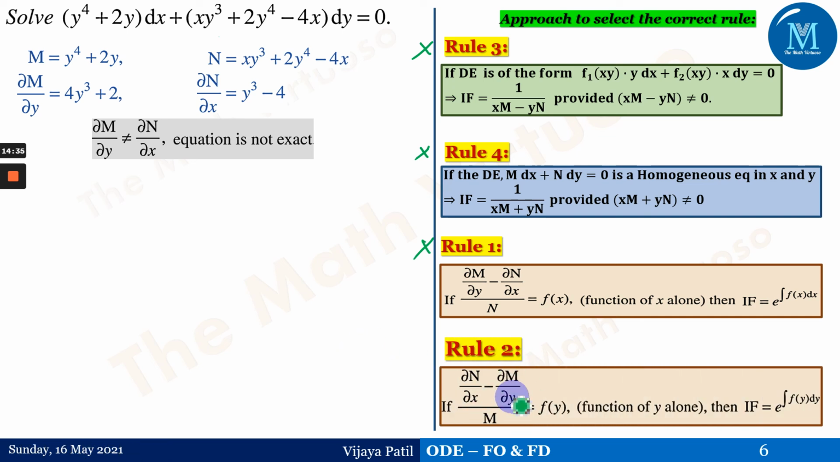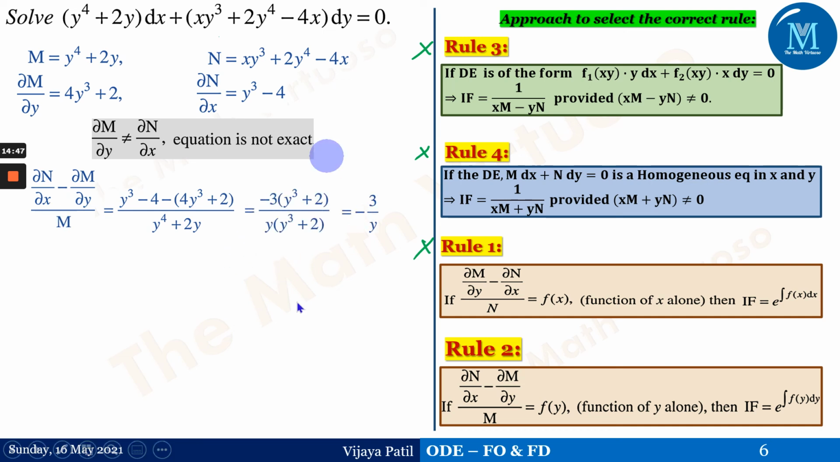Now definitely this will be applicable. Let me show the things over here. Dou N upon dou x minus dou M upon dou y, upon M, is equal to this. If you observe here, this is nothing but minus 3 by y, which is a function of y, and therefore this rule number 2 is applicable here.